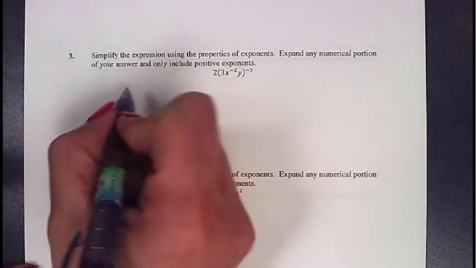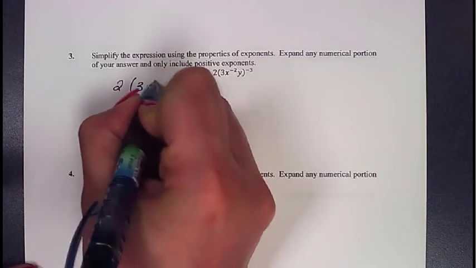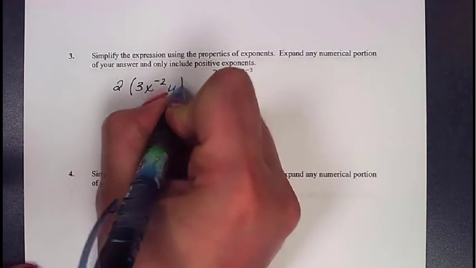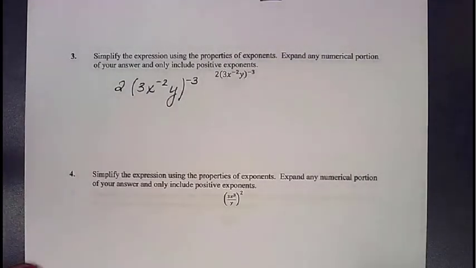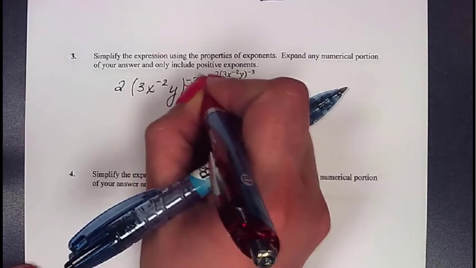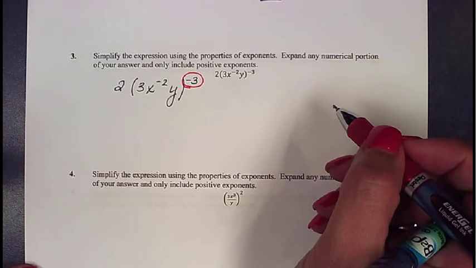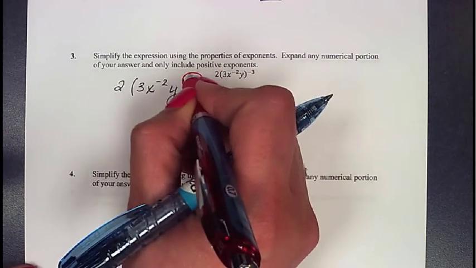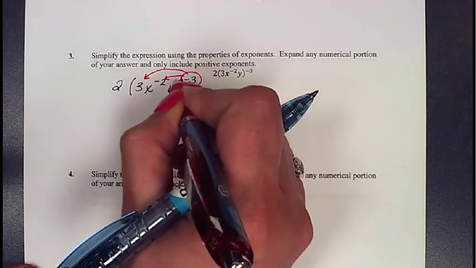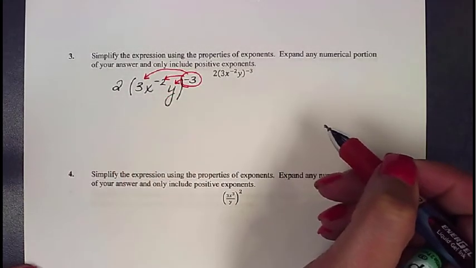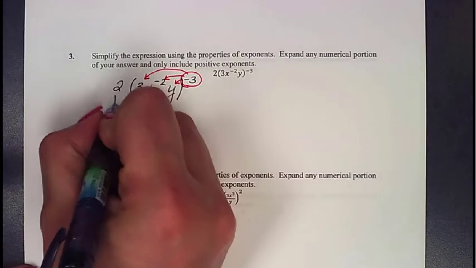Okay, so for our next example, we have 2 times (3x^-2 y)^-3. So again, just like that very first one we did, we've got an exponent here outside of our parentheses, and I know it's negative, but we're going to take care of the negative exponent in just a minute. We're going to take this negative 3 and give that exponent to all 3 of the pieces inside that parentheses, the 3, the x, and the y. Notice that our 2 is just going to stay out here for right now.